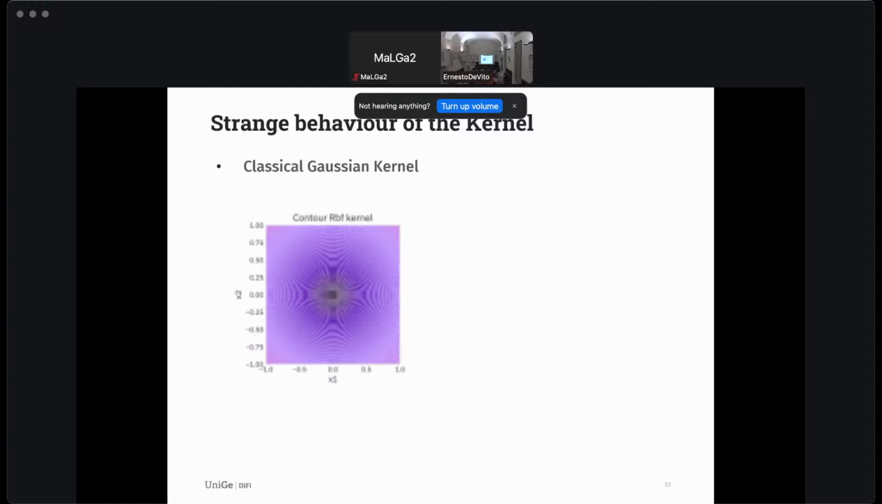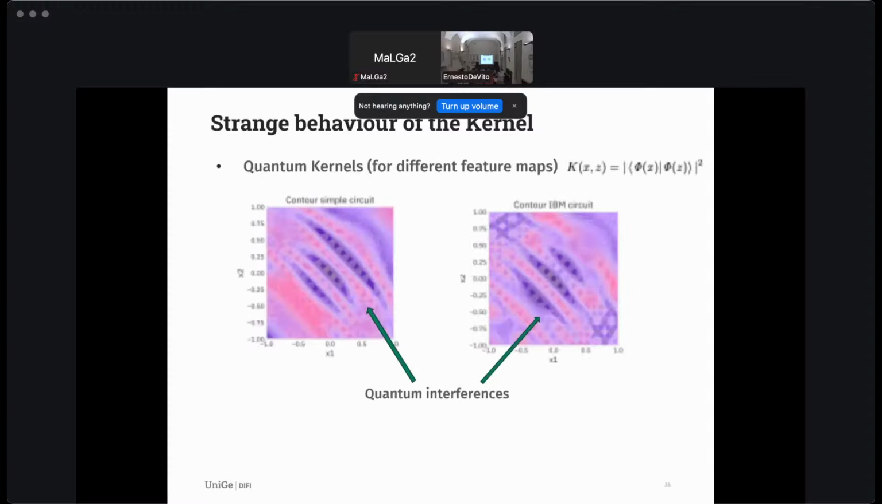Sorry, you cannot see this properly, but this is a Gaussian function. It is maximal in the center and then decreases exponentially as you move away from the 0, 0. And this is a standard Gaussian kernel. But this is a kernel calculated with the quantum computers. So this is the same idea, the same distance, the same kernel. This is calculated with the IBM circuits, the one that we took from the Nature paper, and this is with another similar circuit.